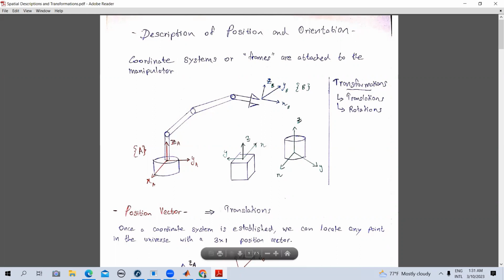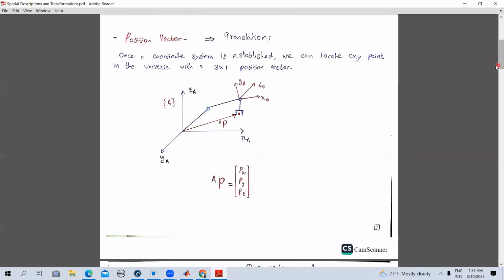So this is actually how these things work. We'll look at that in detail. So we move on. Now, how we describe the translation is using a position vector.